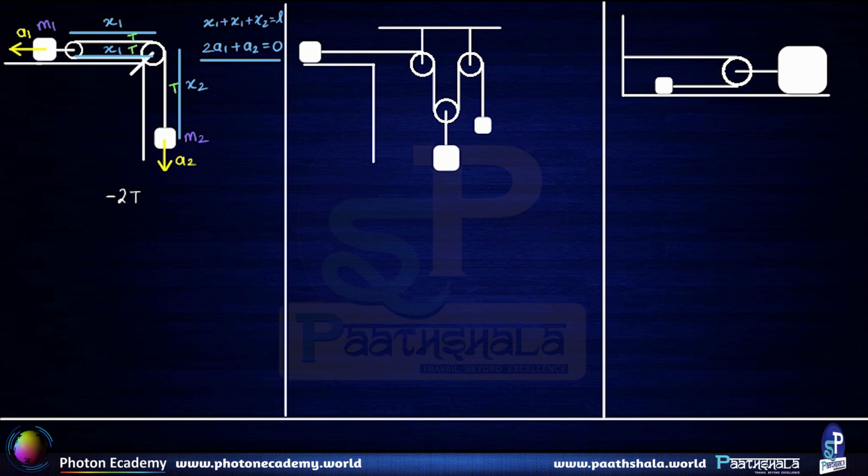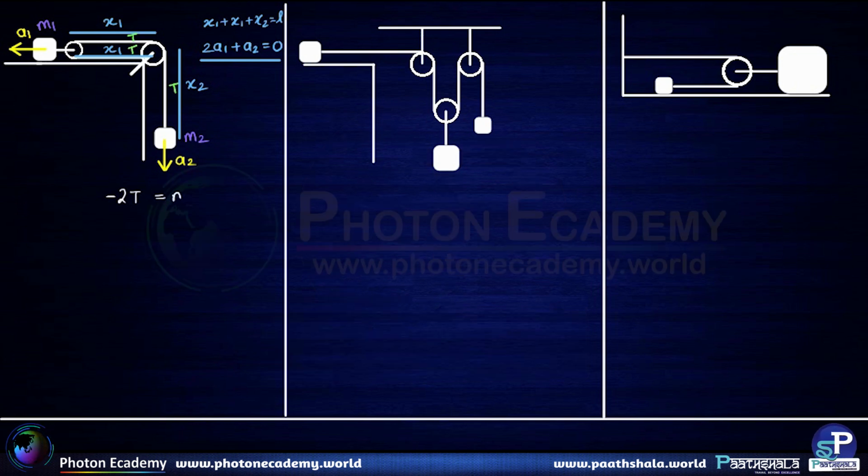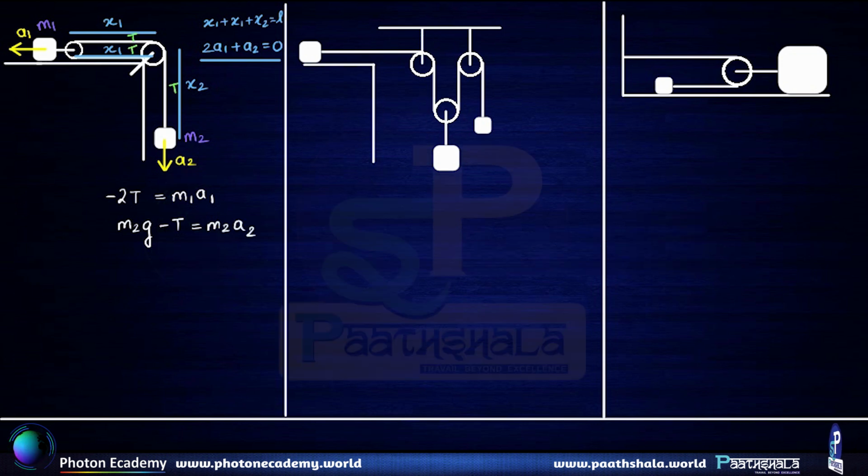So minus 2T is equal to M1 a1. For the mass M2, we get to write M2g minus T is equal to M2 a2. So these are the two equations that we have to use.